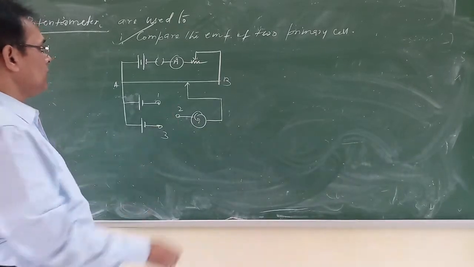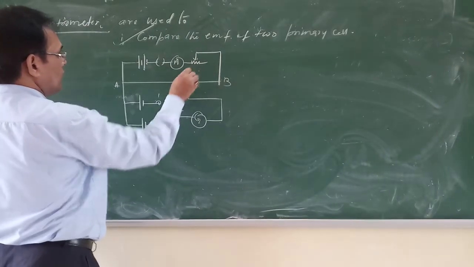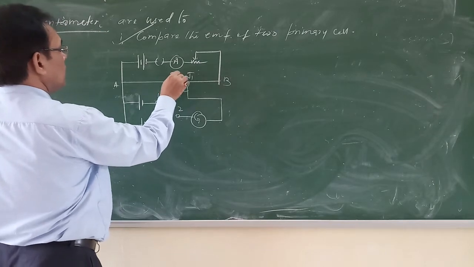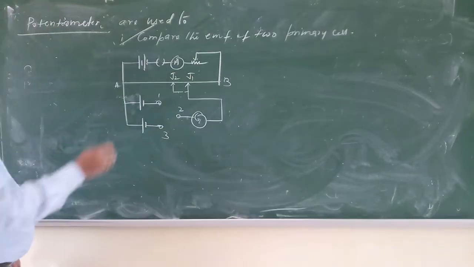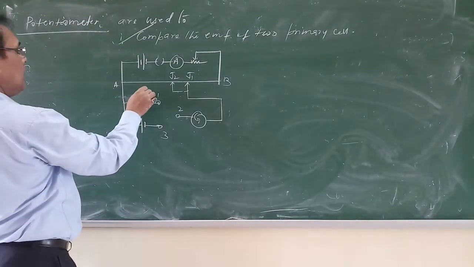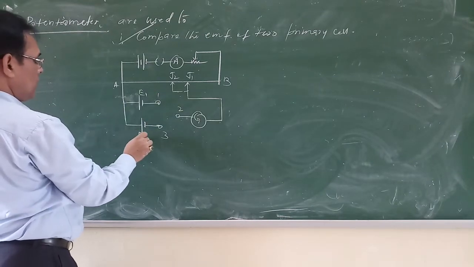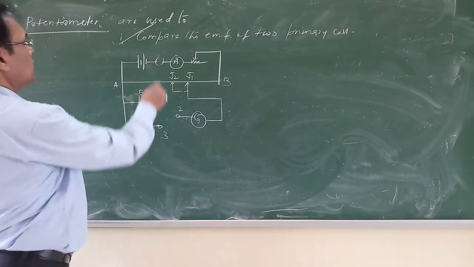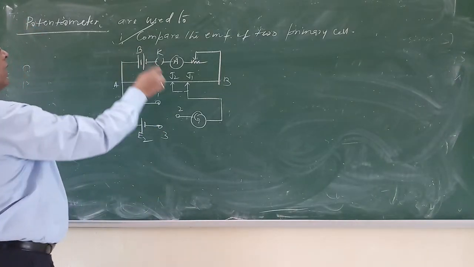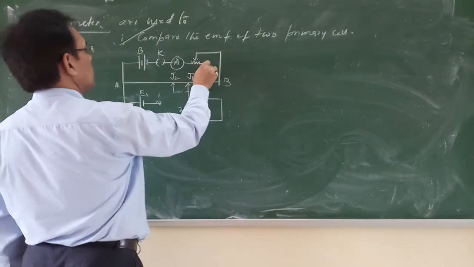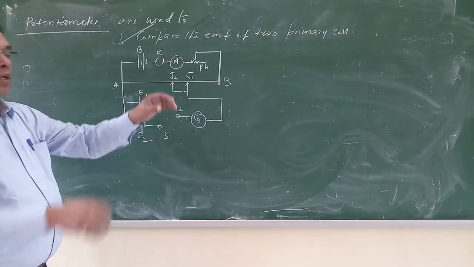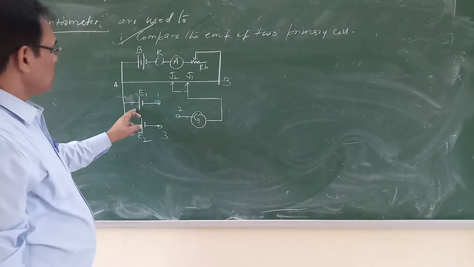This is the galvanometer, and this is jockey J1. And here mark J2, two different positions of the jockey. Here is the cell of EMF E1, and E2, and here is the key K, this is the battery, this is the rheostat. This is the simple circuit diagram. You have to compare the EMF of these two cells.